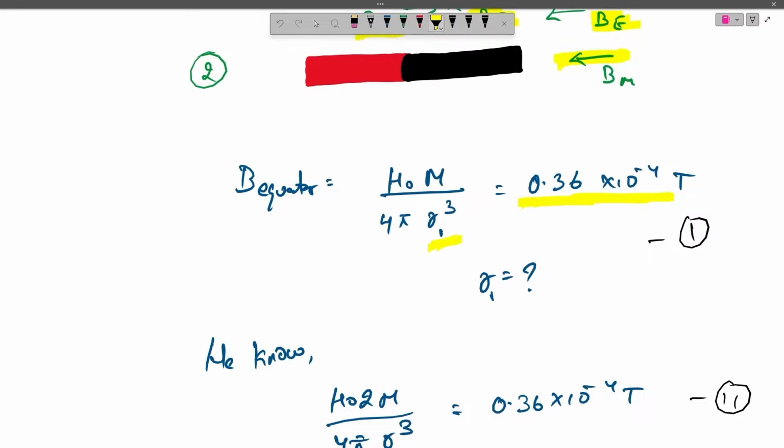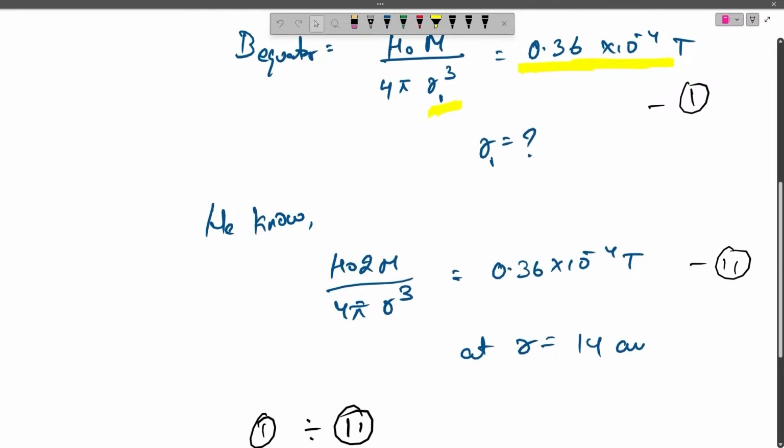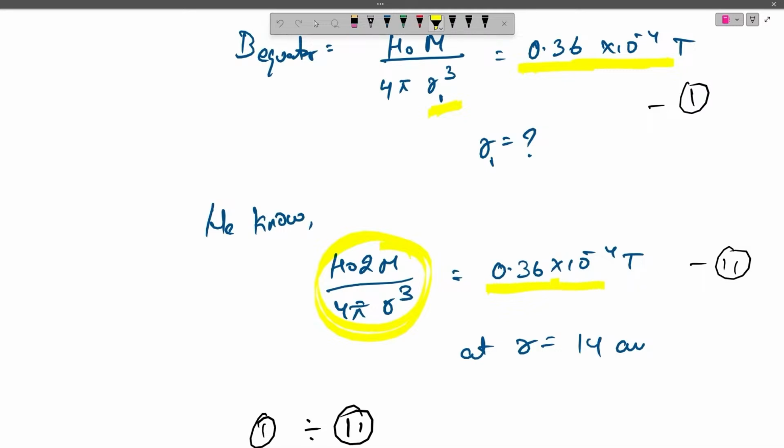Now we know from the previous question that mu naught into 2m by 4 pi r cube was equal to 0.36 into 10 to the power minus 4 Tesla, where r was 14 centimeter. So this is the magnetic field on the axis of the magnet, which was the case in the previous question. At r equals 14 there was a null point, so it equals the magnitude of magnetic field of the Earth. So we know this. Now we have to find out r1 for the same magnitude of magnetic field.